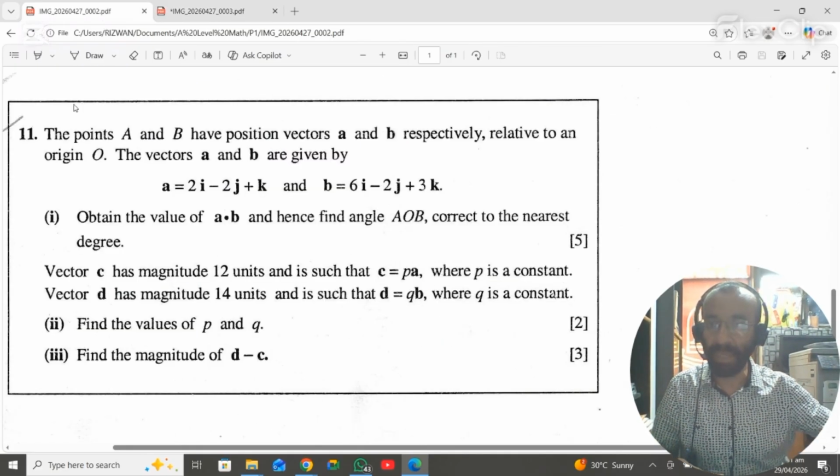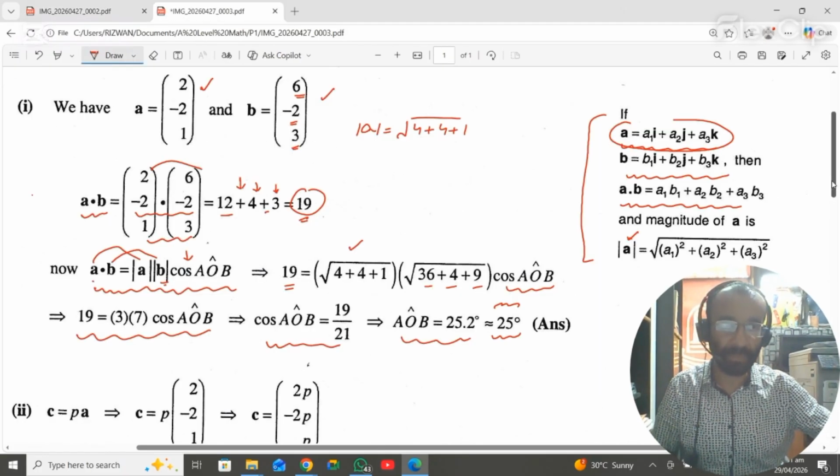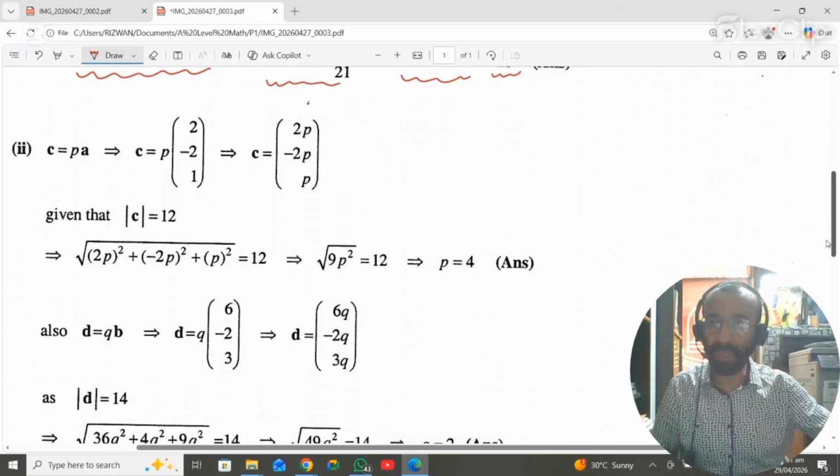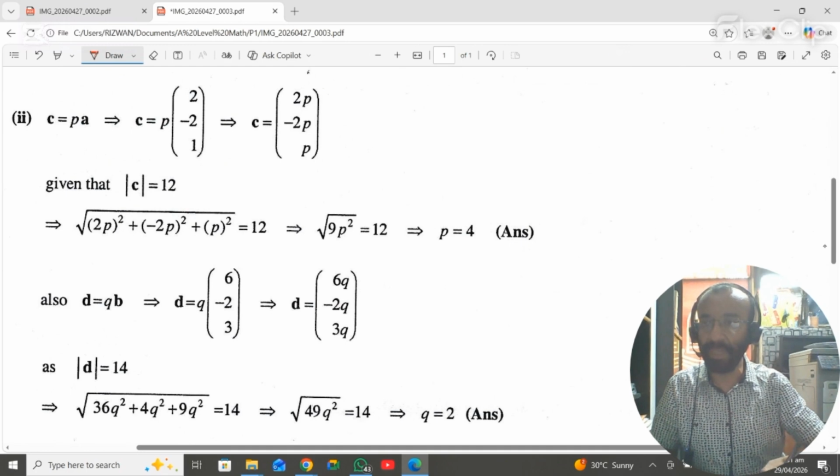Okay, coming back to the question, the statement is: vector c has the magnitude 12 units and is such that c = pa, where p is a constant. Okay, c's magnitude is given, that is 12, and vector d has the magnitude 14 units such that d = qb, where q is a constant. So c's magnitude and d's magnitude are given, and the equations are given.